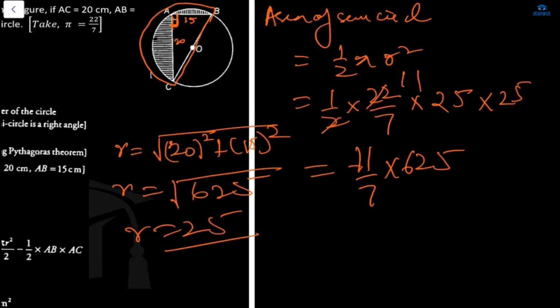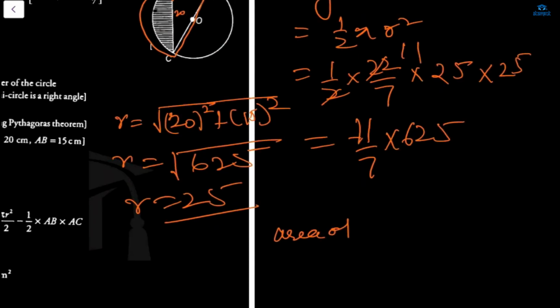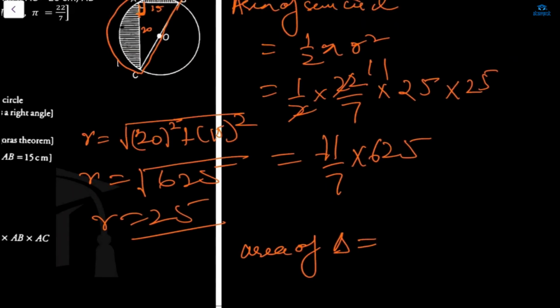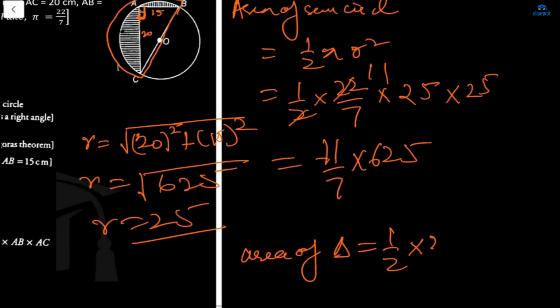Yes or no? Area of the triangle. Let's see the area of the triangle also. Area of triangle is equal to half base into height. Okay, now you need to subtract this from this.